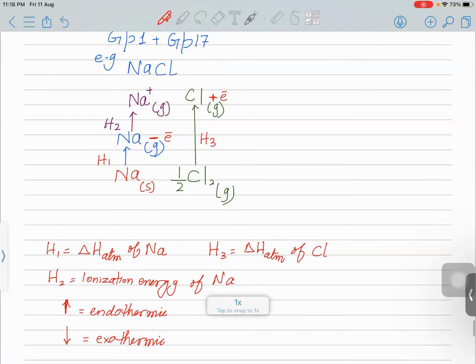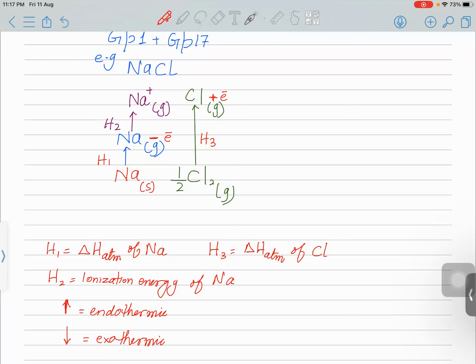Downward arrow means exothermic. Now can you tell me, when we remove one electron from any atom, energy is required. What happens when we give an electron to any atom? Does the atom release energy or require energy to accept this electron? Yes, Alia. So it requires energy. I think so, sir.